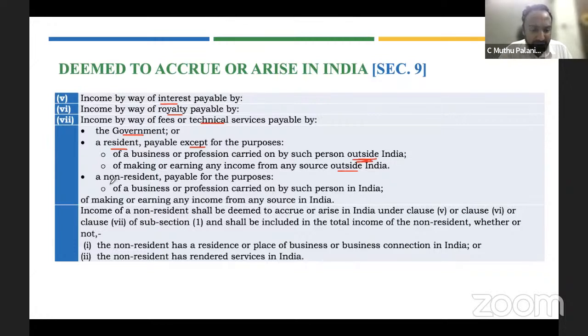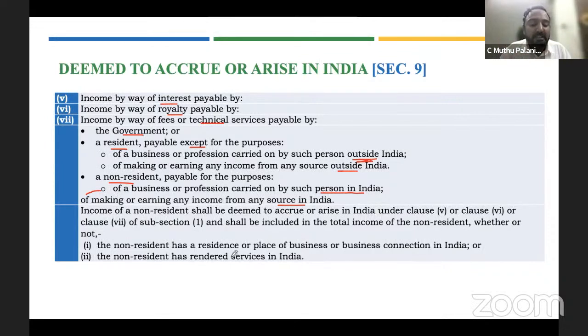And similarly, one non-resident paying to another non-resident, again, for doing business in India or making any income in India. So this is also a bullet point. So these two situations. So basically here also everywhere there is India. So for interest, royalty, technical services, the moment there is some Indian connection, for doing business in India or by the government, it is automatically deemed to accrue in India.